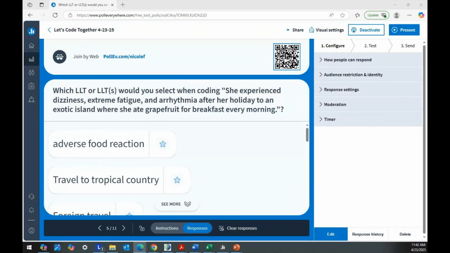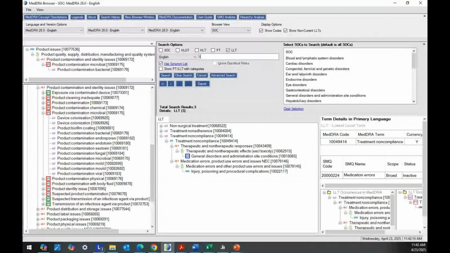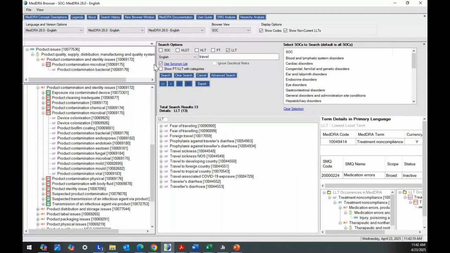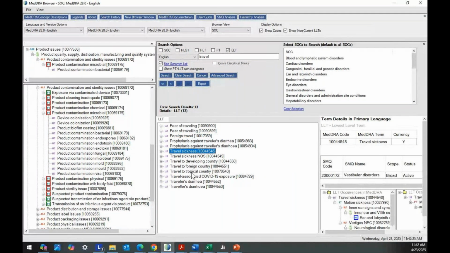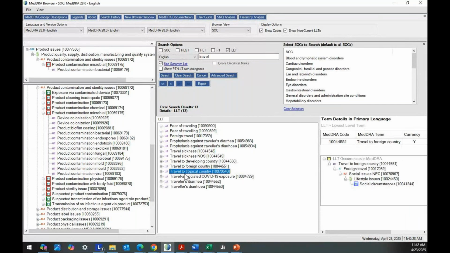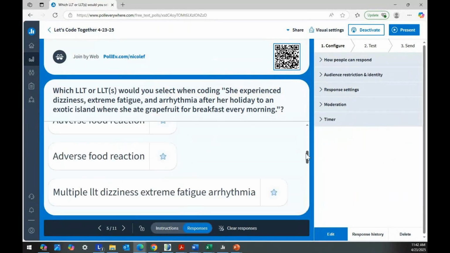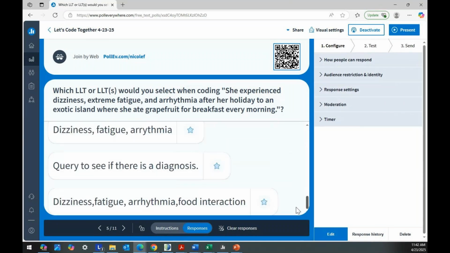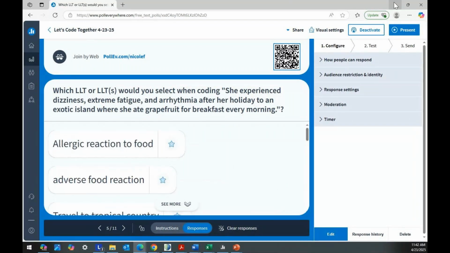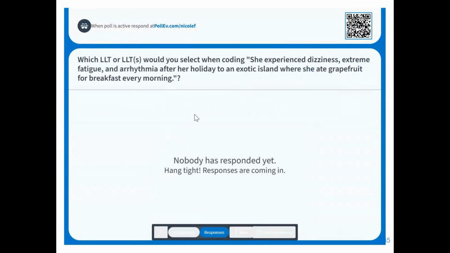While you're all still putting in your responses, I'm going to pull up the browser and type in travel. As you can see, we have some foreign travel here. We have travel sickness, travel to a foreign country, travel to a tropical country. Very good. All right, allergic reaction to food, adverse food. We're seeing a lot of food interactions coming in, as well as additional ones. Okay, so I think now we'll move on to go through the rest of the slides.